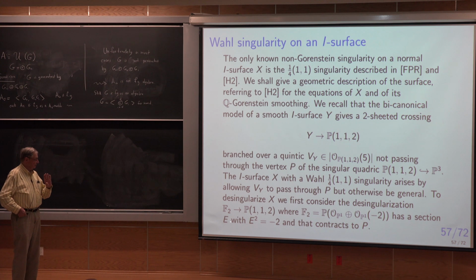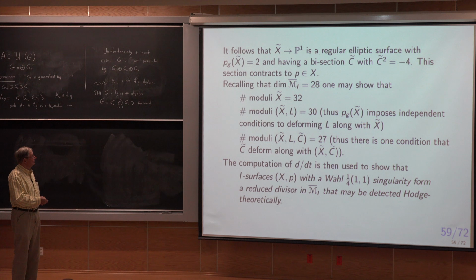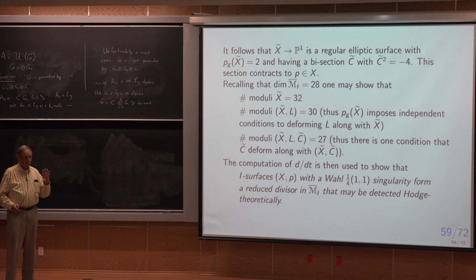You blow up the vertex, and then you desingularize that limit surface. So one can say what the singularities are that you put in the origin. I think I won't go through these pictures because I'm going to run out of time. I want to just give the bottom line of the story.